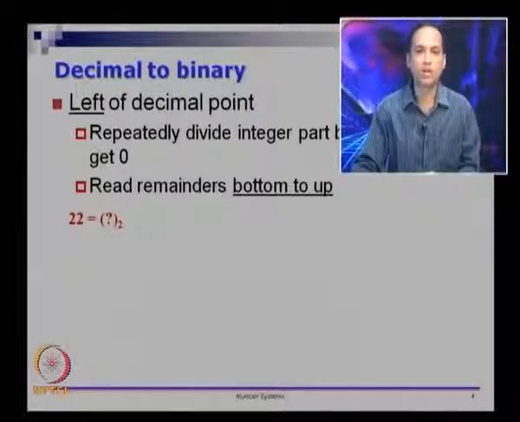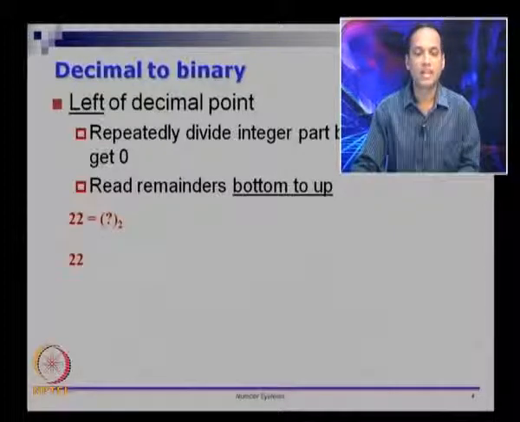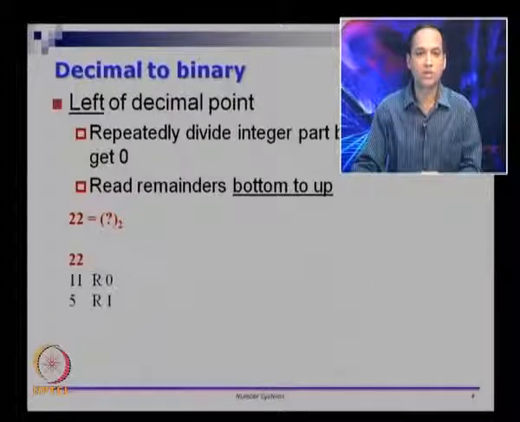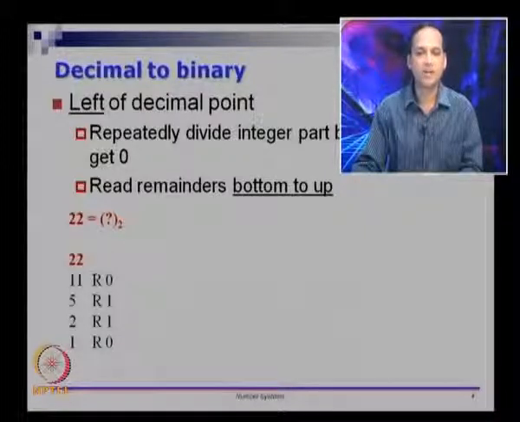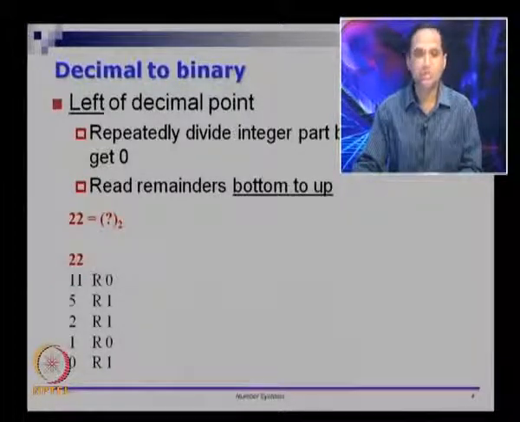If I want to find out what 22 is represented in terms of binary, then I will take 22, divide that by 2, so it gives me 11 as the quotient and remainder is 0. You divide 11 by 2, that gives me 5 as the quotient and remainder as 1, then take 5 and divide by 2, you get 2 as the quotient and remainder 1, and finally you divide 2 by 2, and that gives us remainder 0 and quotient 1, and you take that 1 and divide by 2, you get quotient 0 and remainder 1.